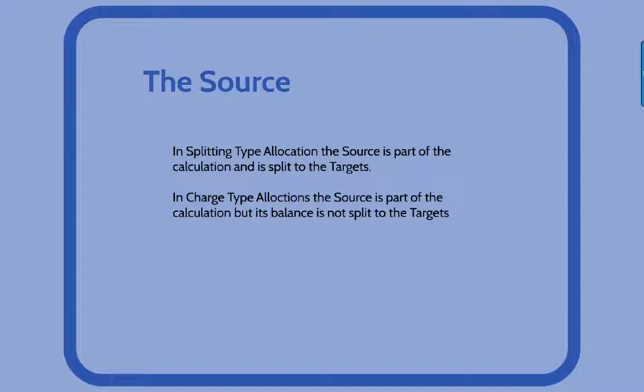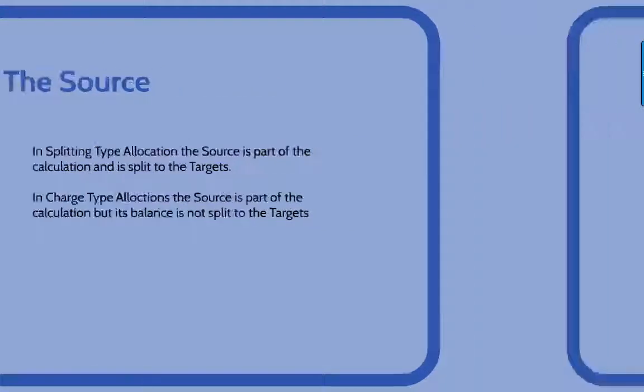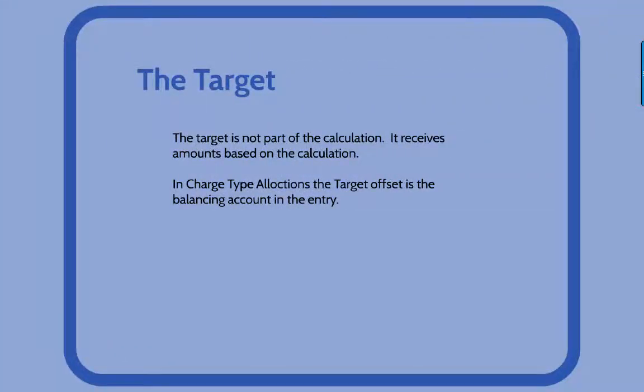Okay, it's just the source. In a charge type, the source is just part of the calculation. The target is not part of the calculation, and either one of them really receives amounts based on the calculation. In a charge type allocation, the target offset is the balancing account in the entry.